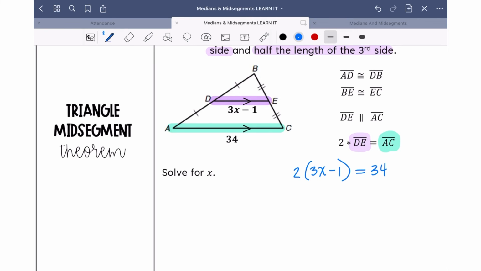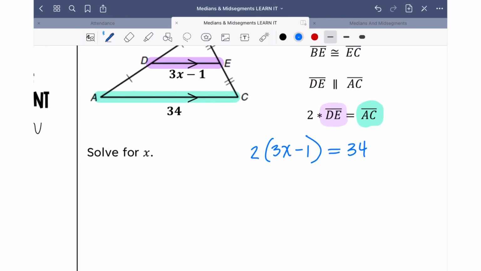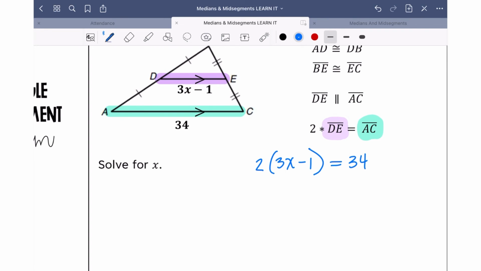Now that I have an equation, now I can solve for x. And let's use our strategies. Let's distribute the 2 because that is 2 times each term inside the parentheses. So 2 times 3x, 6x. 2 times negative 1, negative 2, equal to 34.